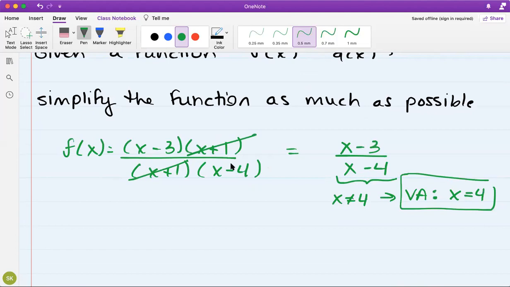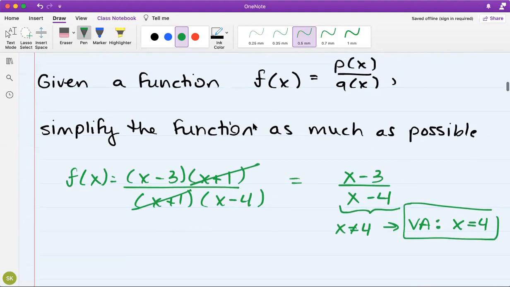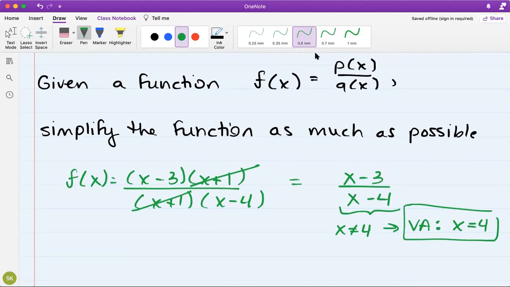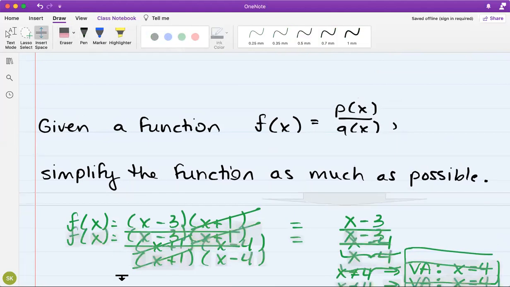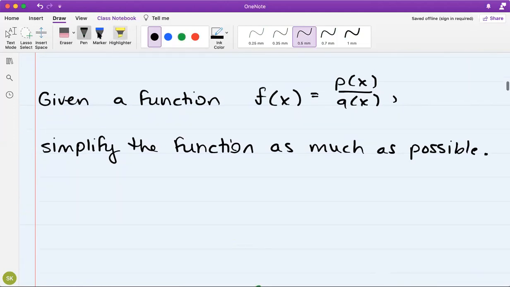Okay, so any value c that, when you put this function into lowest terms, is a 0 of the denominator, like this number here would be 4, 4 is a 0 of this, then you have a vertical asymptote. So let me write that here. You want to simplify the function as much as possible.